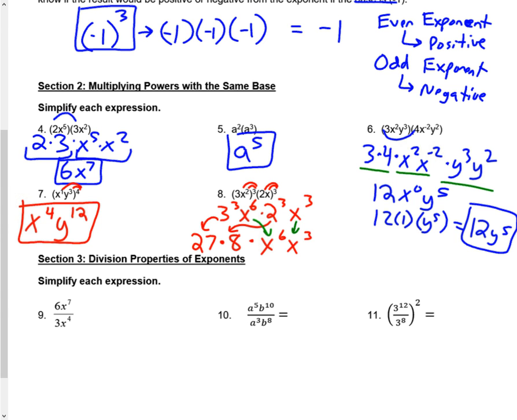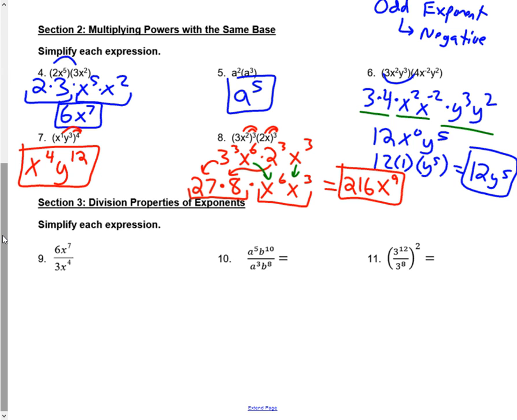And now if I look at the things that are alike, I can multiply those together. So 27 times 8, I got 216. And x to the 6th power times x cubed, we've got 6 and we've got 3, that makes 9. So it's x to the 9th power. And there's our result for number 8. That's the gist of what multiplying exponents is all about.